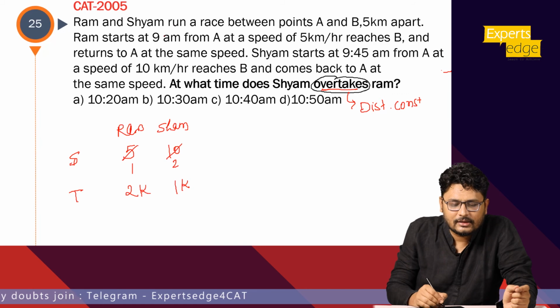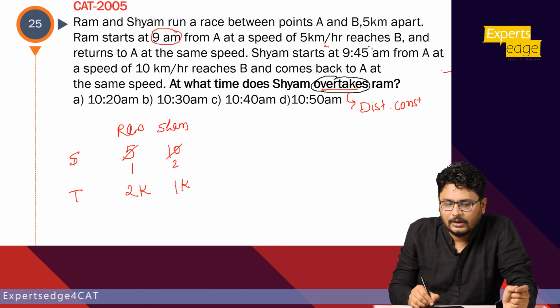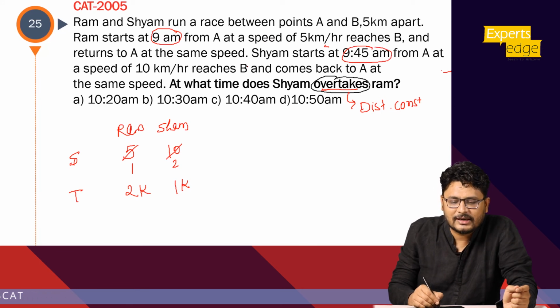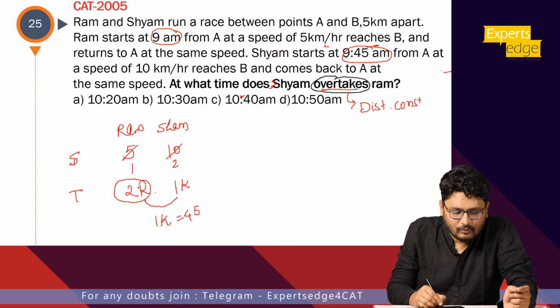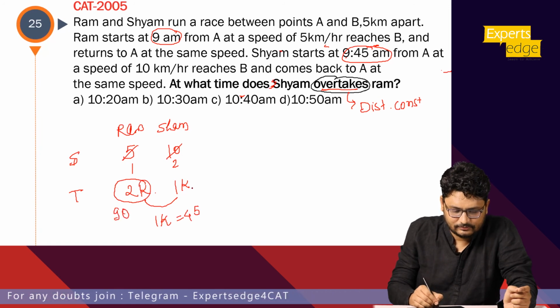One guy started at 9 AM, another guy, that is Sham, started at 9:45 AM. So what is the gap between them? What is the difference of the time? It is nothing but 45 minutes, right? So our difference is 2k minus 1k. 1k should be equal to 45. So my k will be 45. That means Ram would take 90 minutes and Sham would take 45 minutes.